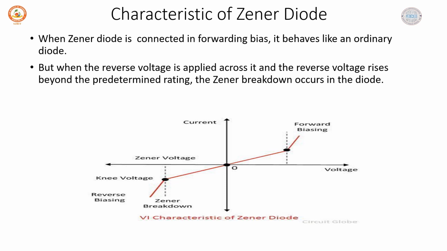So this is the VI characteristic of a zener diode, where we can see the zener diode behaves as an ordinary PN diode whenever it is under forward bias condition. But when the zener diode is connected in reverse bias condition, the voltage breakdown, which is called zener breakdown, occurs, and there is a constant reverse voltage available in the reverse breakdown region. That's why the zener diode is also called a breakdown voltage diode or zener breakdown diode.